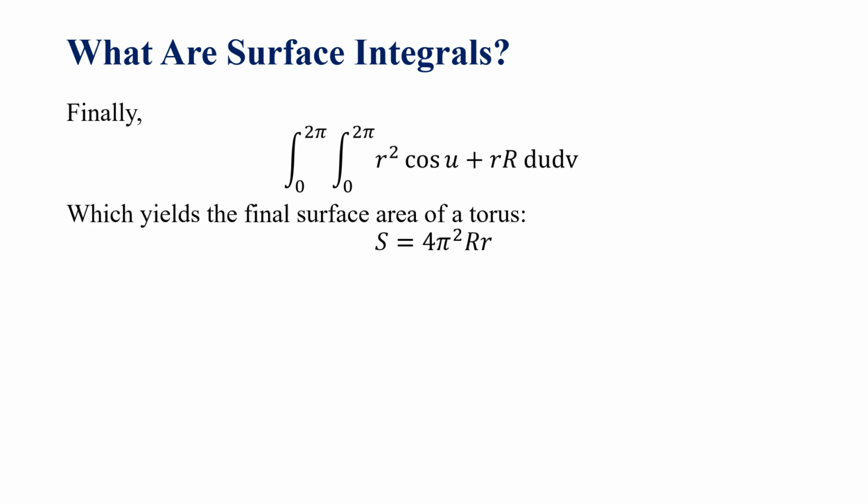Finally, we take the integral from 0 to 2 pi of the integral from 0 to 2 pi of small r squared cosine u plus small r multiplied by big R, du dv. Solving this double integral, we get the surface area of a torus, S, equal to 4 pi squared big R times small r.